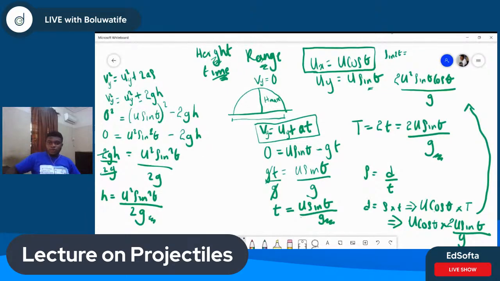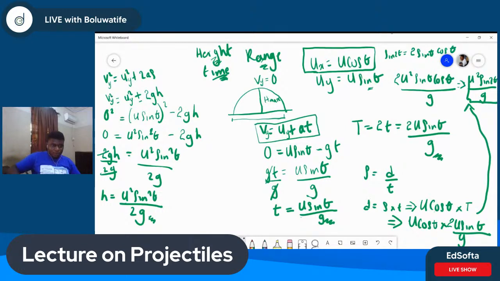So remember, sine 2 theta is equal to 2 sine theta cos theta. So I'm just going to replace this whole thing with sine 2 theta. What I end up with is u squared sine 2 theta all over g.